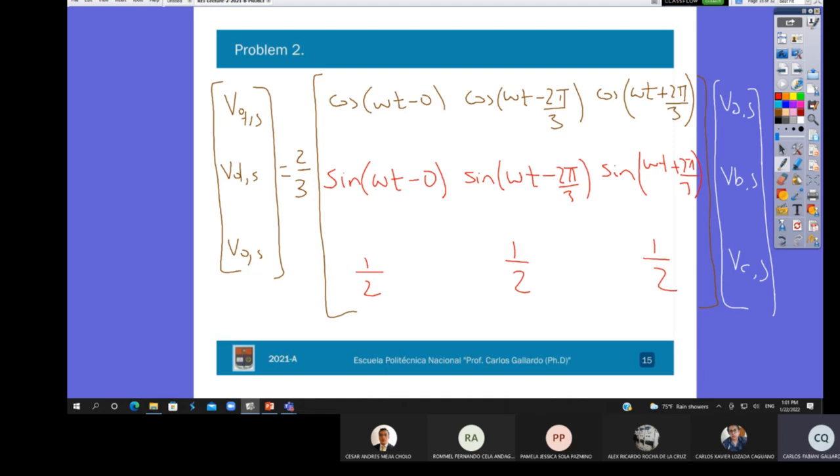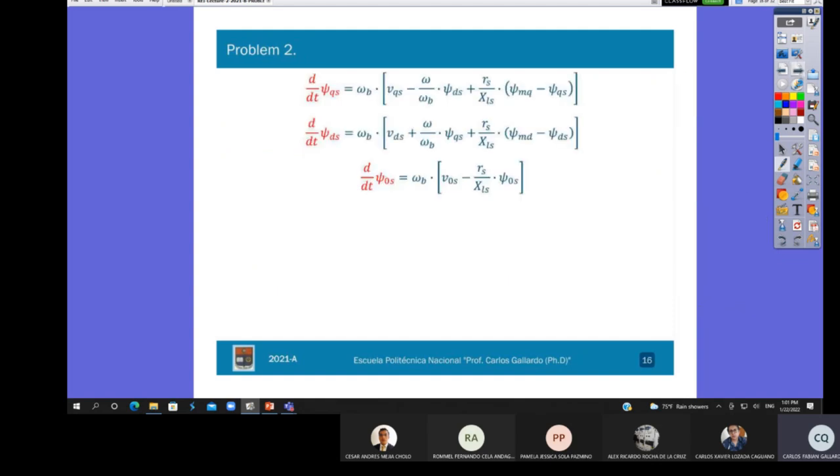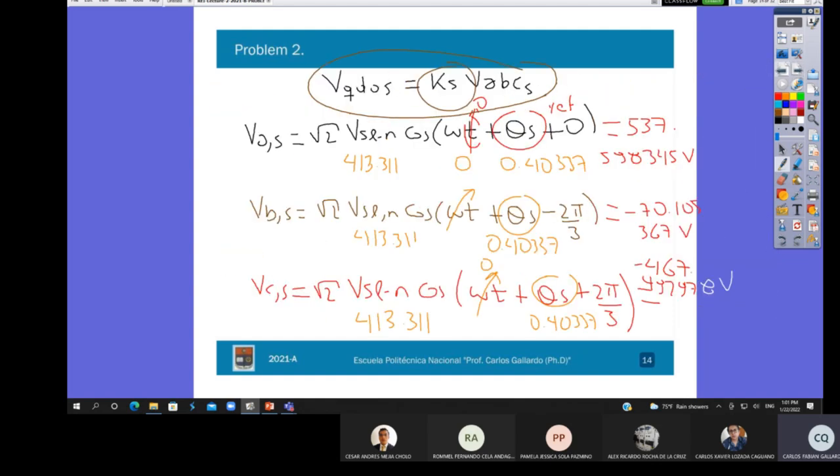Okay, so let's compute the first one, the quadrature axis voltage. In order to compute this value, I will take this row times this column, right? This row times this column.